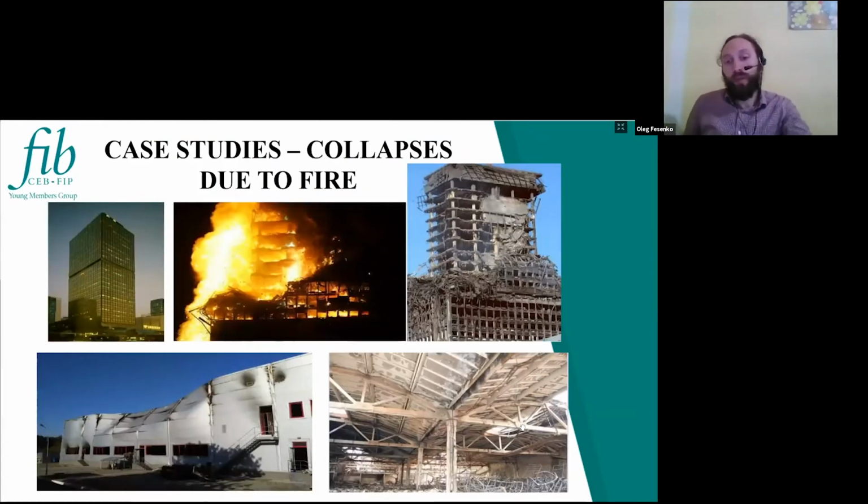And finally, we can talk about the case studies, real case studies of collapses due to fire. Some of these you can see earlier. As you can see, these concrete structures are exposed to fire, of different kinds.